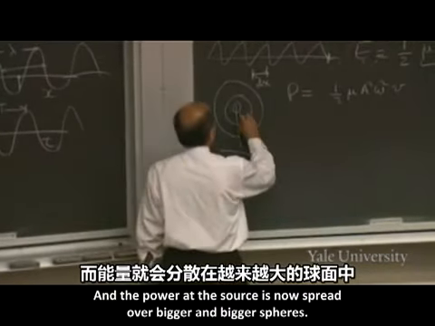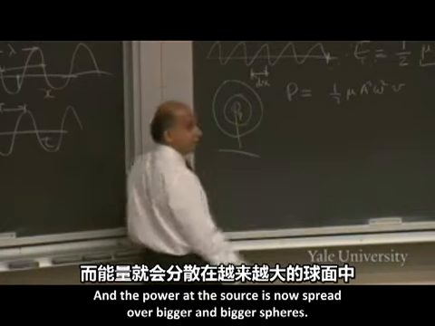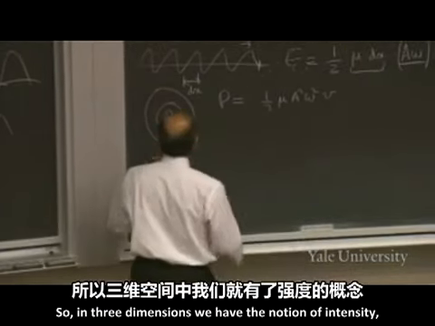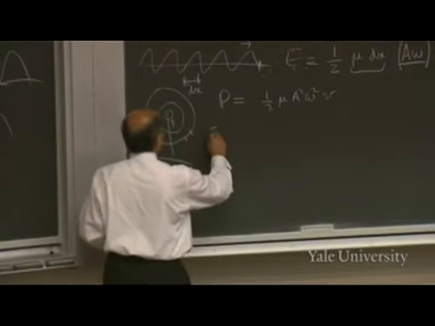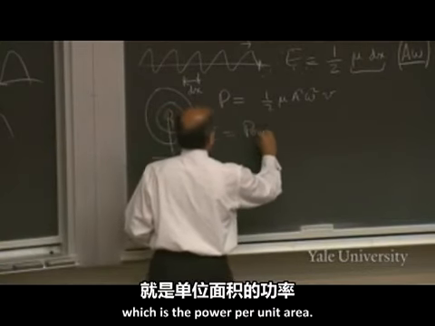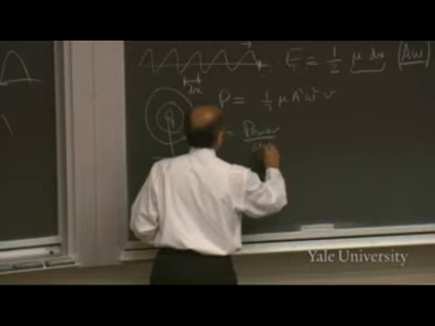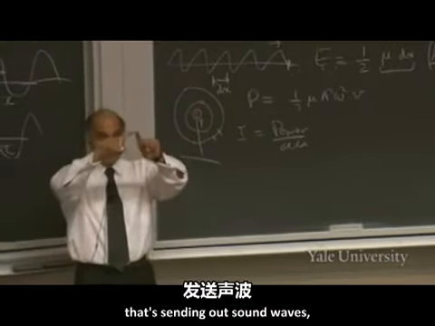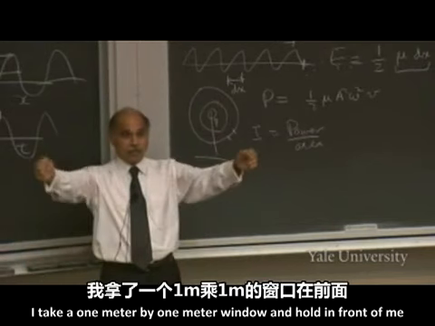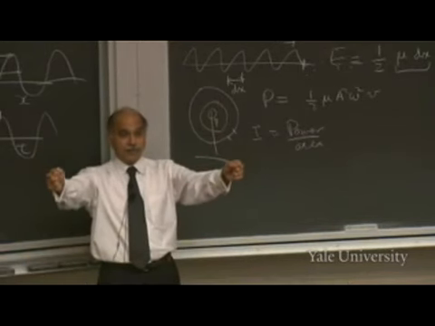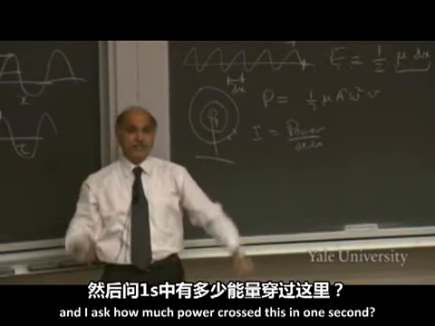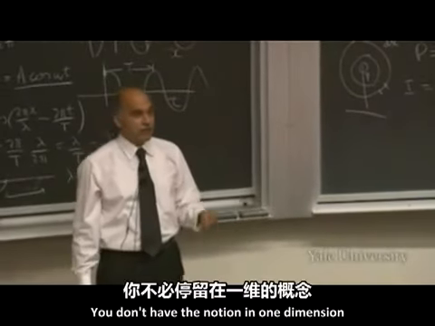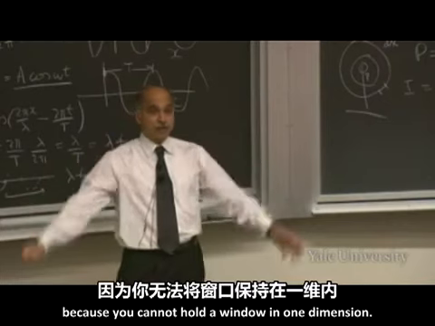And the power at the source is now spread over bigger and bigger spheres. So in 3 dimensions, we have the notion of intensity, which is the power per unit area. What I'm saying is, if you've got a speaker there, it's sending out sound waves. I take a 1 meter by 1 meter window and hold it in front of me and ask, how much power crossed this in 1 second? That's intensity. You don't have the notion in 1 dimension because you cannot hold a window in 1 dimension.